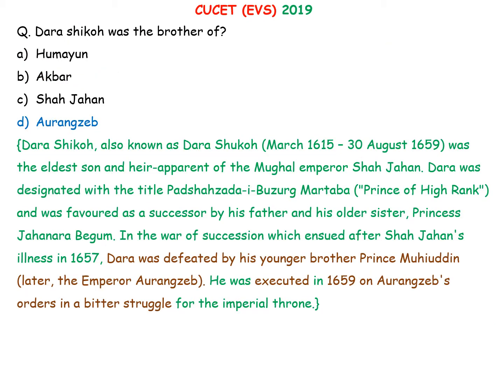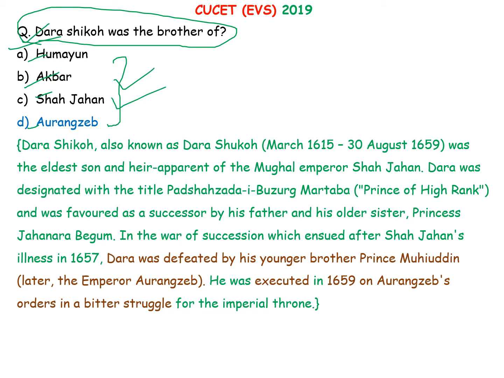Now the next question is: given that Dara Shikoh was the brother of Humayun, Akbar, Shah Jahan, or Aurangzeb. This is the question, and you have to select. This is a question related to the Mughal Empire. As we know, we have read all the Mughal Empire questions, so now we will discuss who is Dara Shikoh.